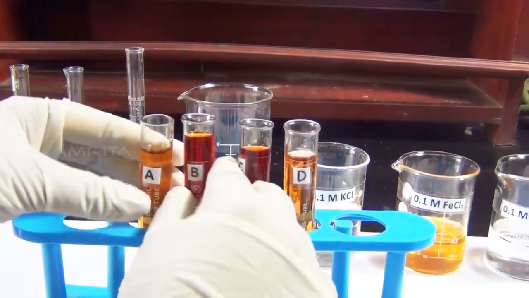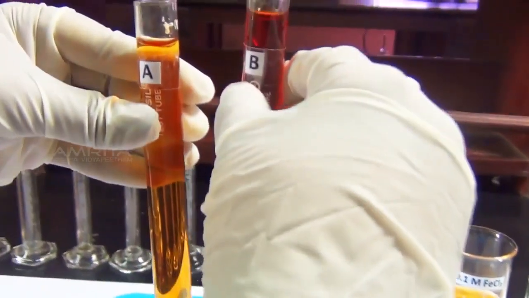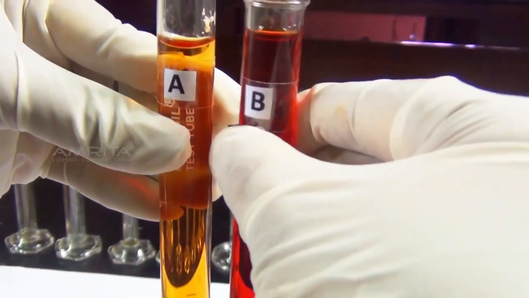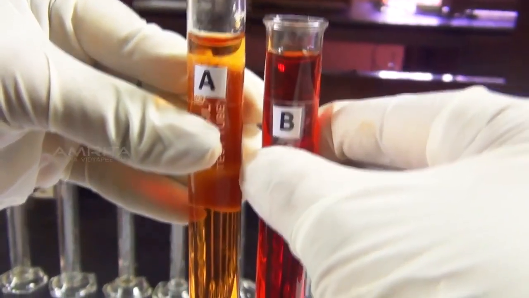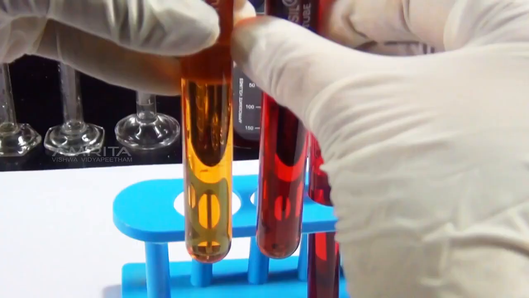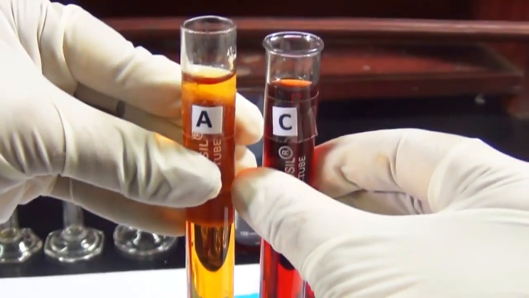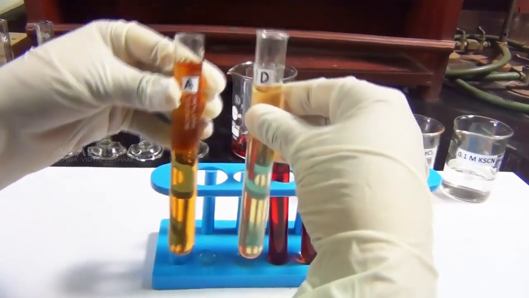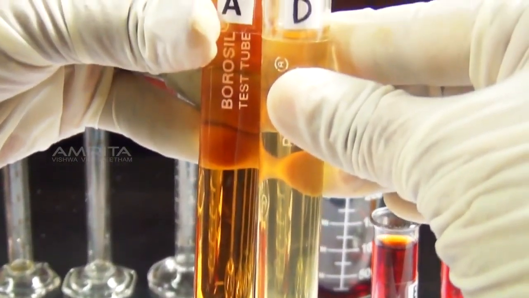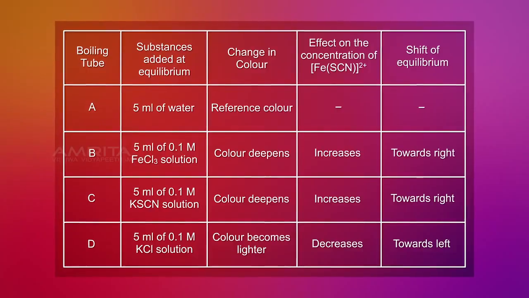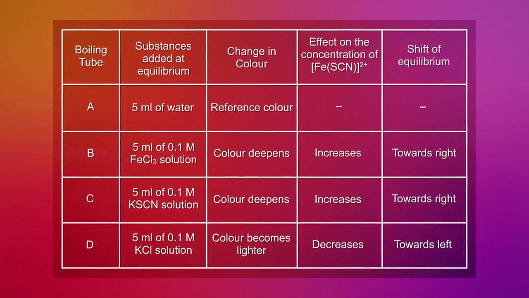Now take the boiling tubes A and B and compare the intensity of colors in the boiling tubes. The red color in the boiling tube A is taken as the reference. Similarly, compare the intensity of the colors in the remaining boiling tubes with the color in the reference tube A. Record the observation in a tabular column.